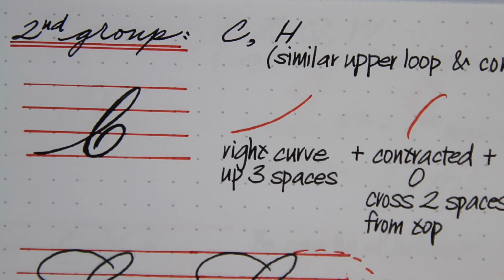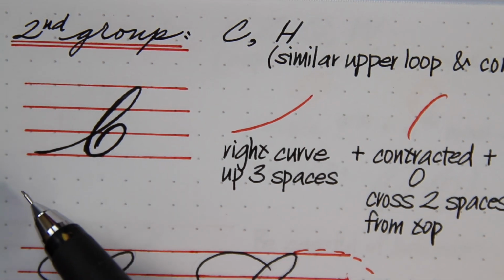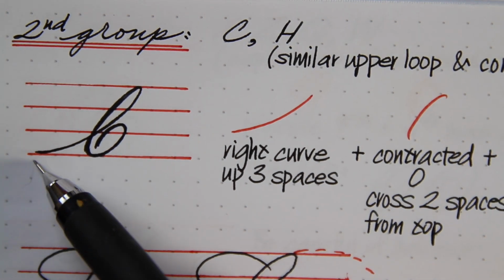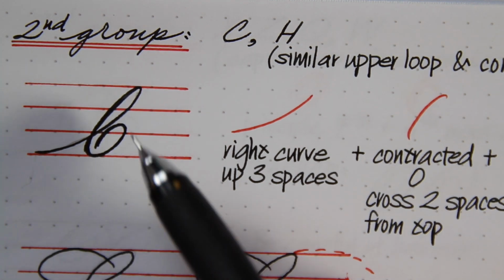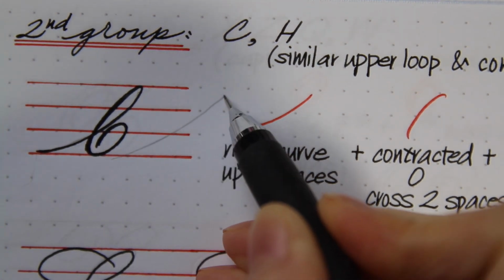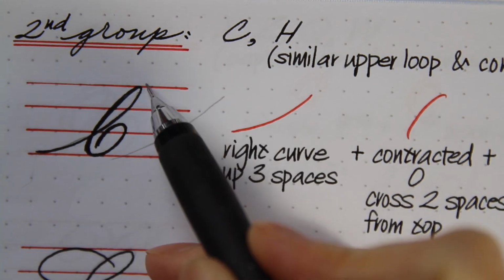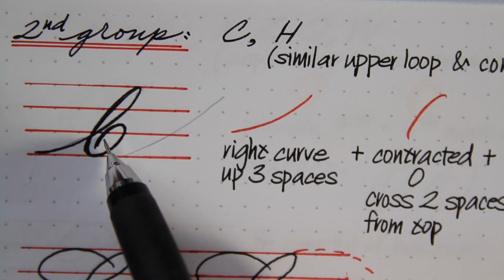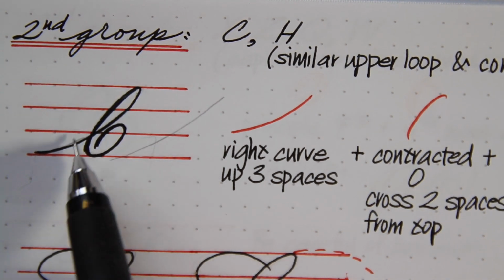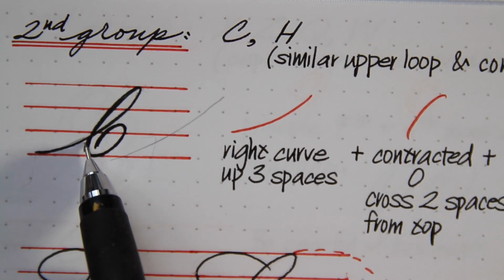In the second group of letters is C and H. They both have a similar upper loop and a contracted O. So the C begins with a right curve that comes up 3 spaces. A lot of people just do a straight line like this. It is not a straight line, it's a right curve. And then we have a contracted O, our principle 6. It crosses your first beginning right curve 2 spaces from the top.